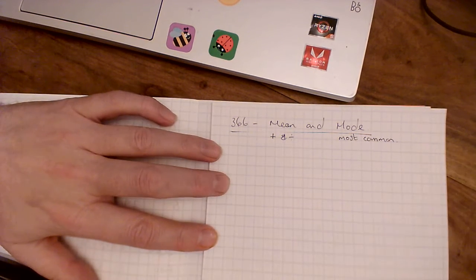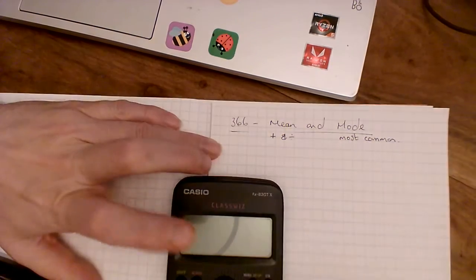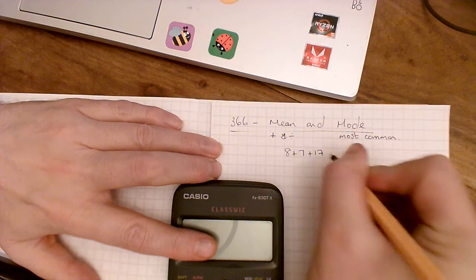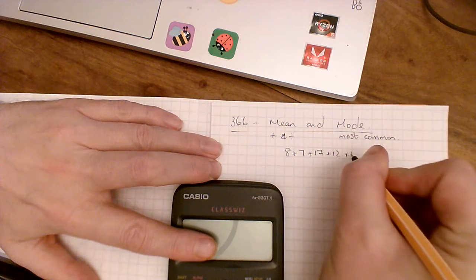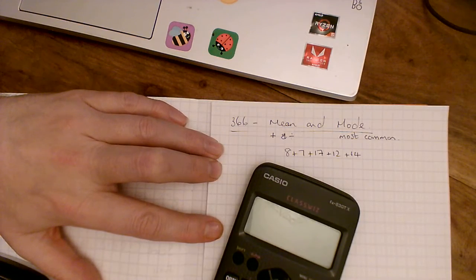Right, so I've got question one. It says work out the mean of the numbers. So all I'm going to do is on the calculator, I'm going to add the numbers up. So I've got 8 plus 7 plus 17 plus 12 plus 14. I won't write them all out. So that's the first set, so I just add them all up.